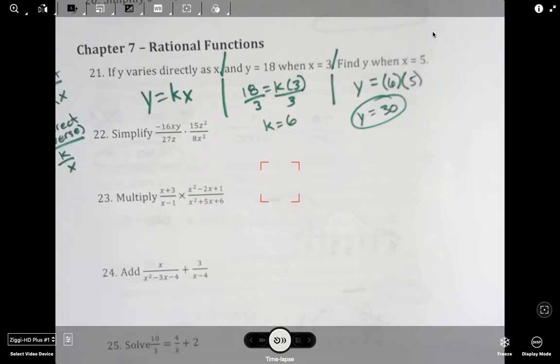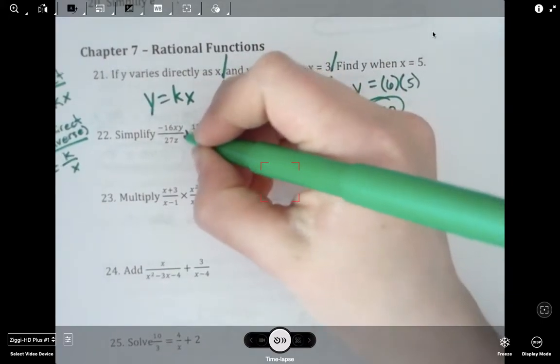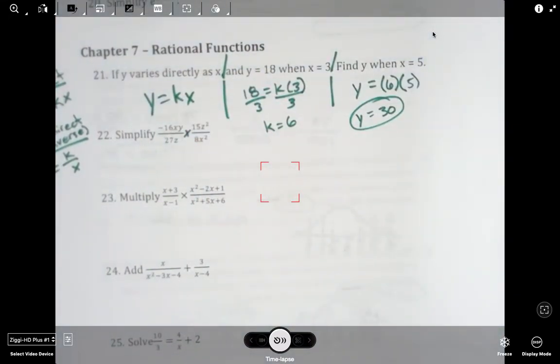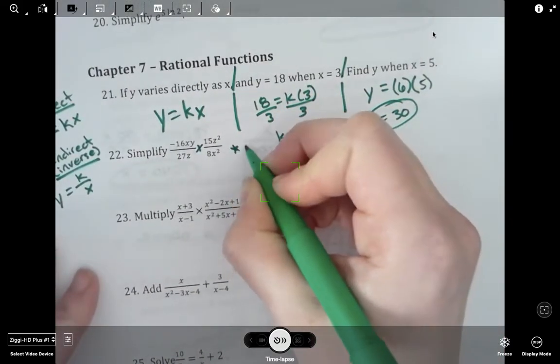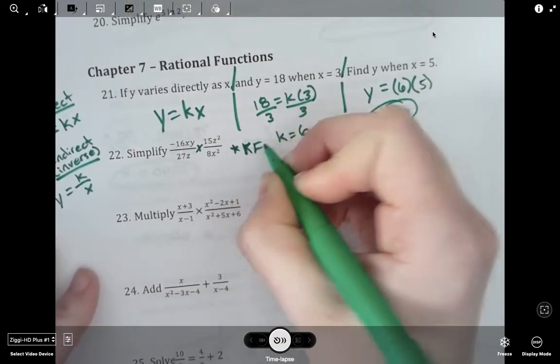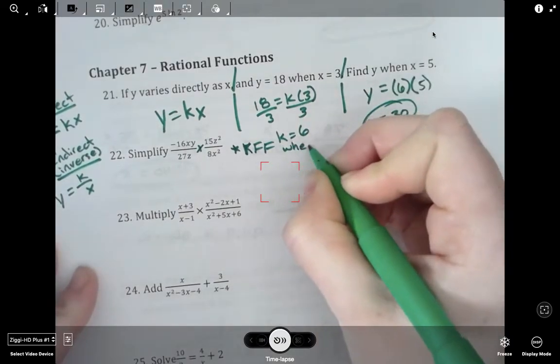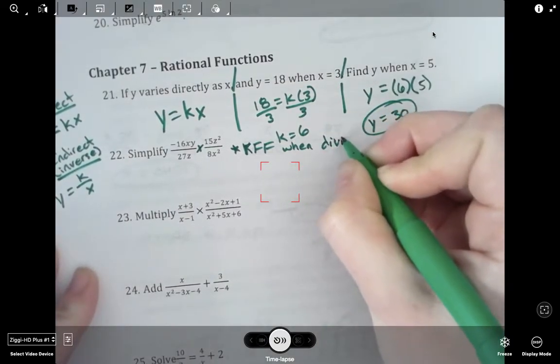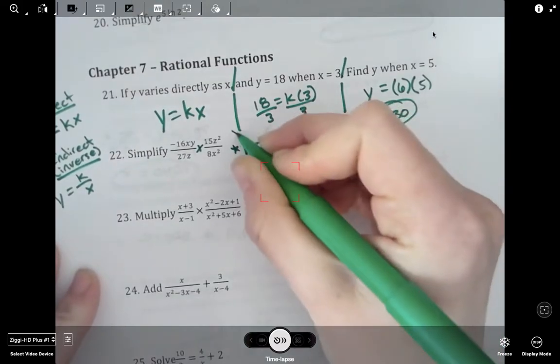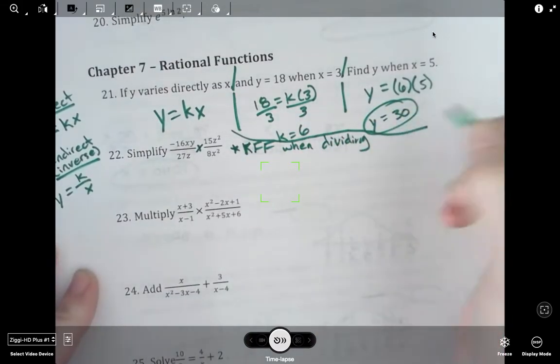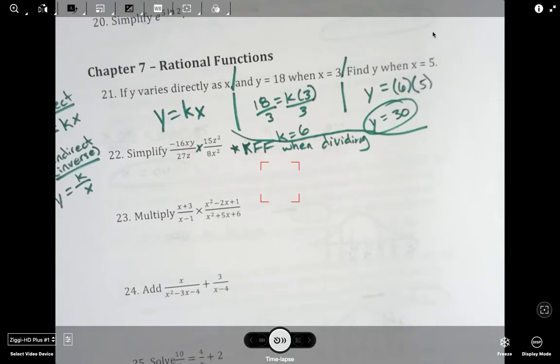Good? All right. 22. We are simplifying. We have two things that are multiplied together. When do you keep flip-flip? When you're dividing. So I'm going to put a little note that says keep flip-flip, KFF, when dividing. We're not going to keep flip-flip on this one, but maybe on the test we will. I don't remember for sure.